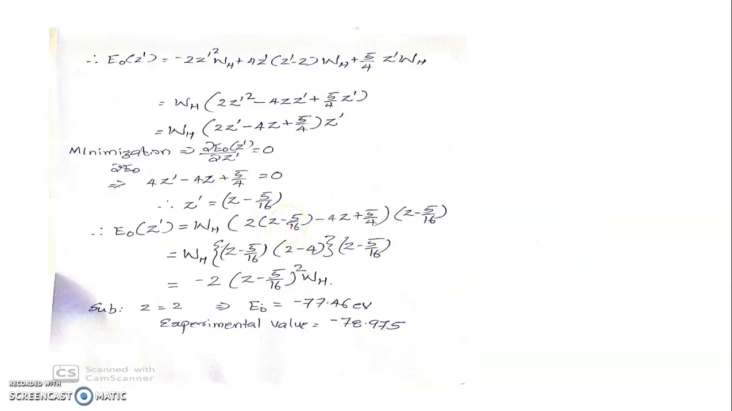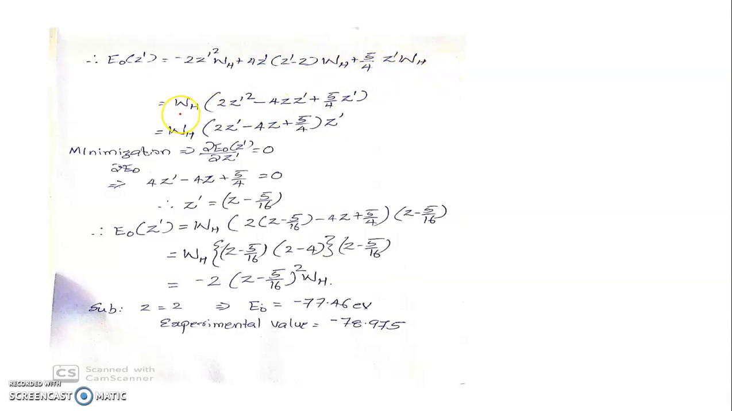So we have now evaluated all these terms. Now let's substitute these terms in the expression for the ground state energy of helium in terms of the adjustable parameter. The first two terms are found to be minus Z' square WH. So T1 plus T2 make it minus 2Z' square WH. The second, third, and fourth terms are found to be 2Z' into (Z' minus Z) WH. So their summation will make it 4Z' into (Z' minus Z) into WH. And the fifth term is (5 by 4) Z' WH.